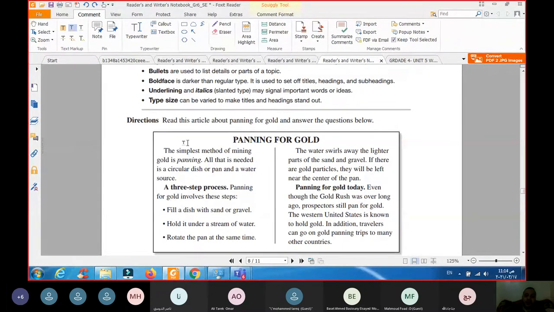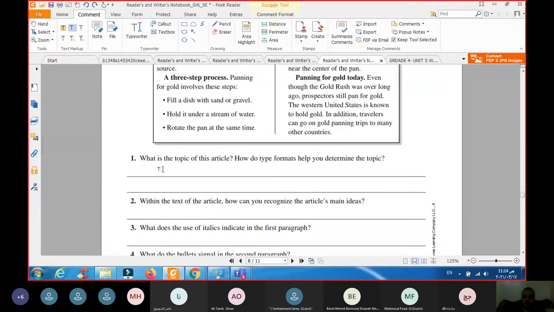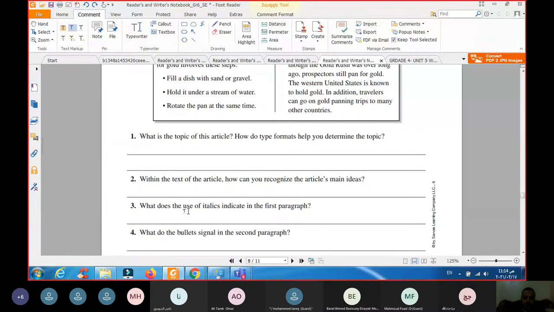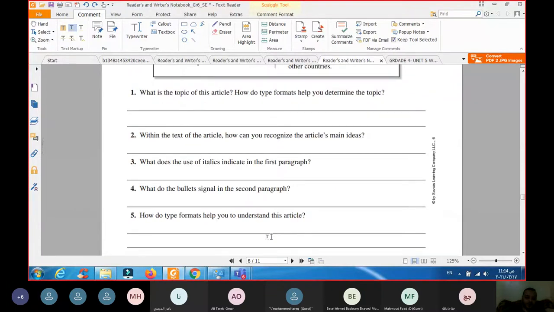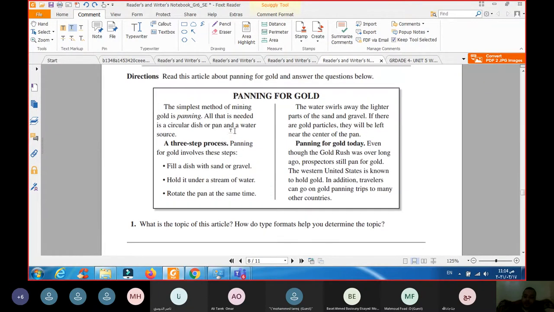And now, before we read the article, let's see what questions we are going to answer. What is the topic of this article? How does type format help you to determine the topic? I think this is an easy question. Within the text of the article, how can you recognize the article's main idea? You are going to find the main idea using the type format. What does the use of italics indicate in the first paragraph? You will see. What do the bullets signal in the second paragraph? How do type formats help you to understand the article? Let's read the article, Marwan and Moaz. Read slowly and let's find out the answers.